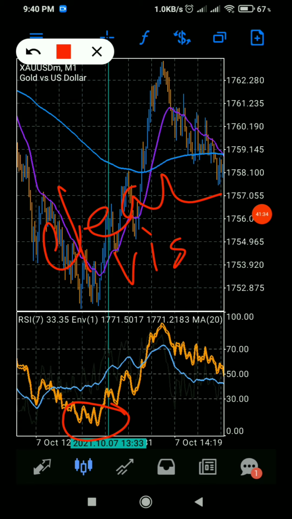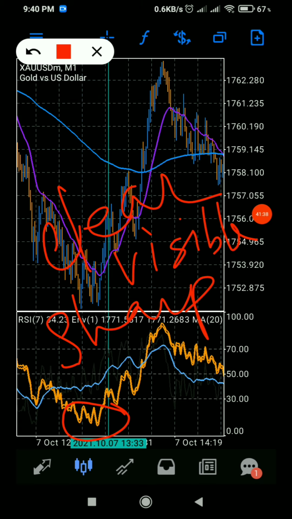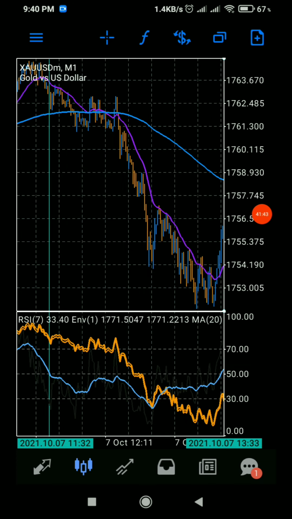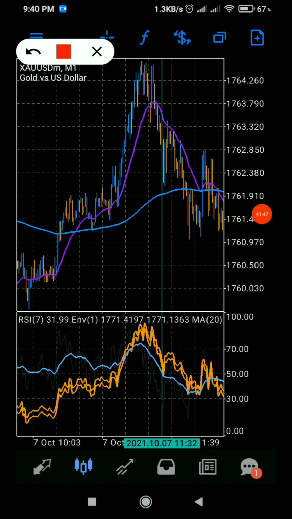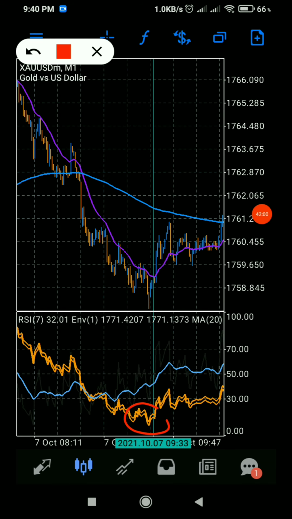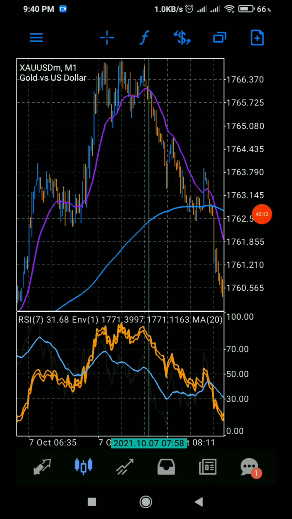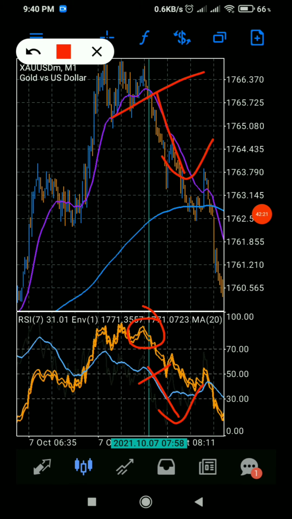As you see, it is a clear and visible sharp edge. That is the condition you have to meet. And here also sharp edge forming and 50 crossover from blue. Here sharp edge, 50 level crossed by blue is buy entry. Here also sharp edge and blue cross 50, sell entries.